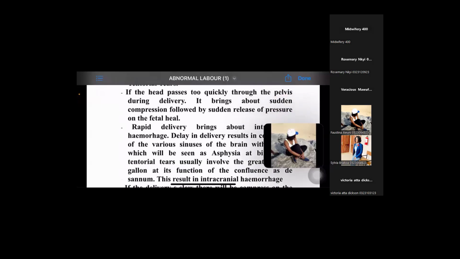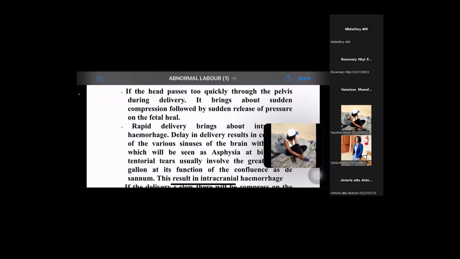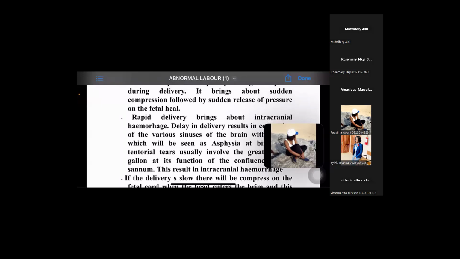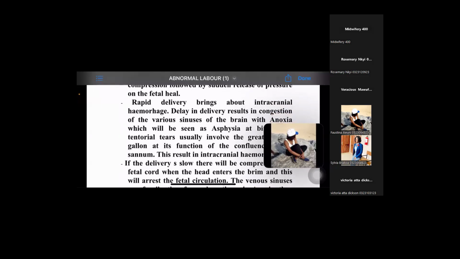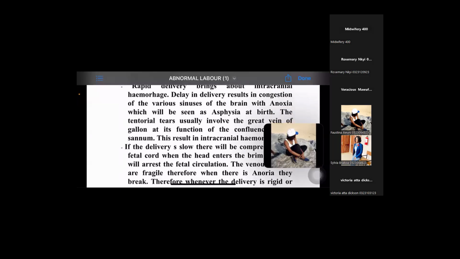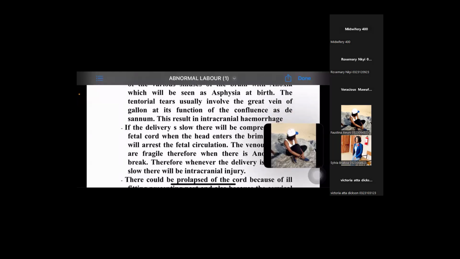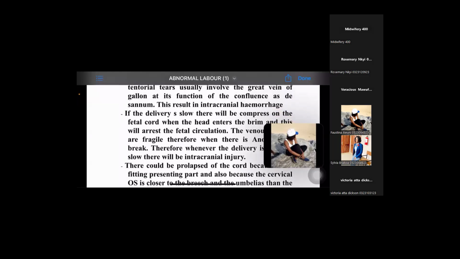If the head passes too quickly through the pelvis during delivery, it brings about sudden compression, followed by a sudden release of pressure on the fetal head. Rapid delivery brings about intracranial hemorrhage. Delays in delivery result in congestion of the various sinuses of the brain with anoxia, which will be seen as asphyxia at birth. The tentorial tears usually involve the great vein of Galen and its junction with the straight sinus. This results in intracranial hemorrhage.